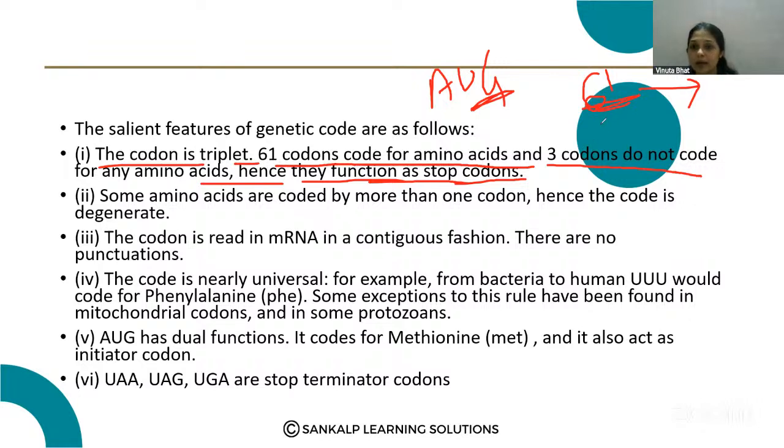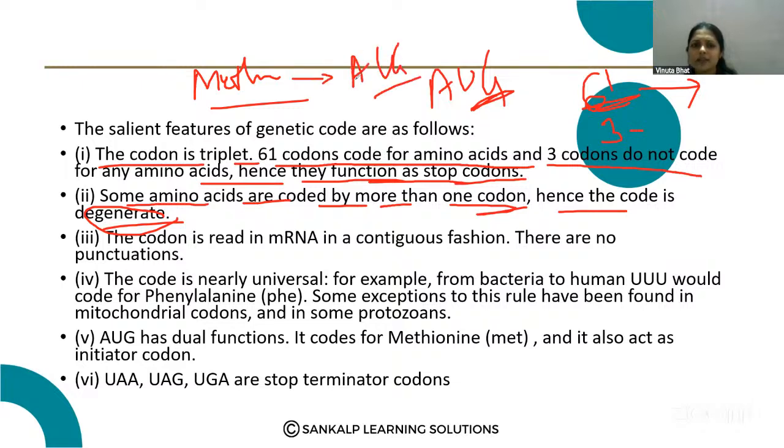So 61 codons code for amino acids, but the 3 codons do not code for any amino acids. So those are the stop codons. Some amino acids are coded by more than one codon, hence the code is degenerate. So why is it degenerate? Some amino acids, for example methionine, are coded by AUG, and another codon also codes for methionine, for example. So it is called degenerate.